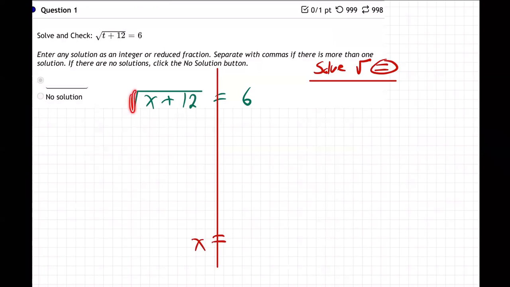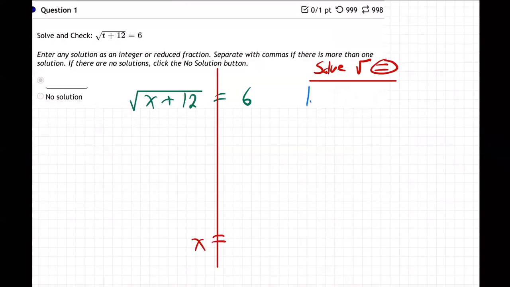So the first thing is, how do we get rid of a root? How do we get rid of that? We got to get that root off of x. How do we get that root off of x? We've never done that before. We've never gotten rid of a root. Well, step one, you're going to square.